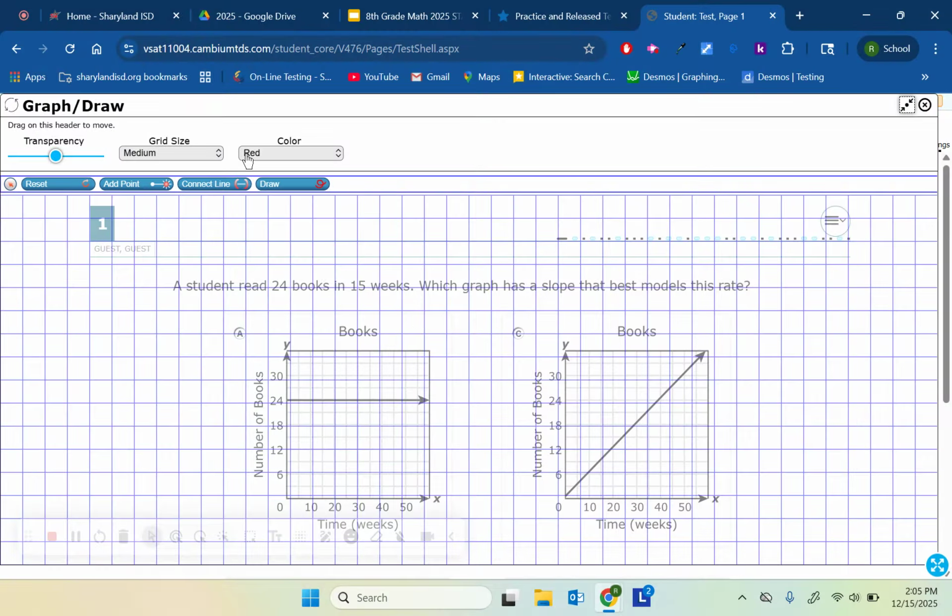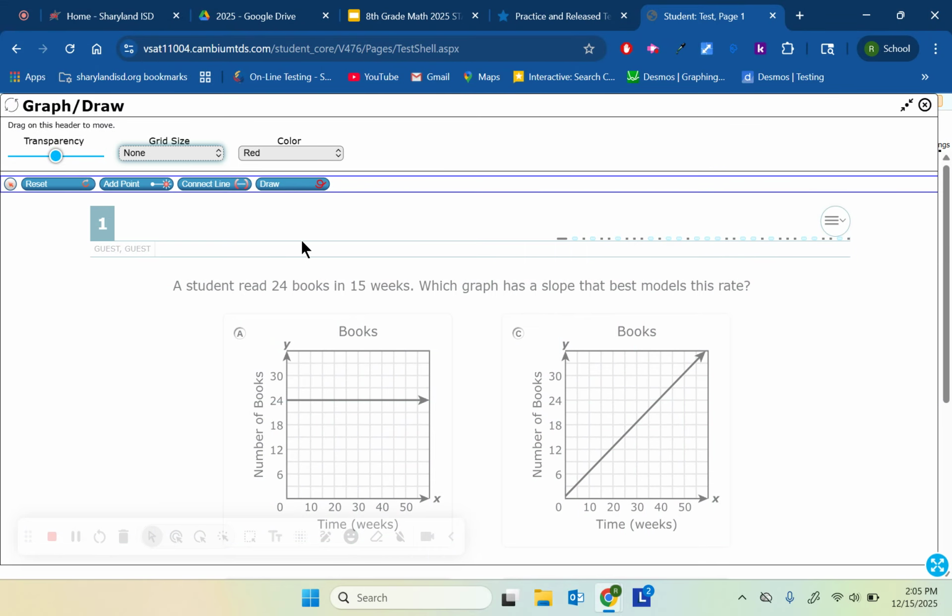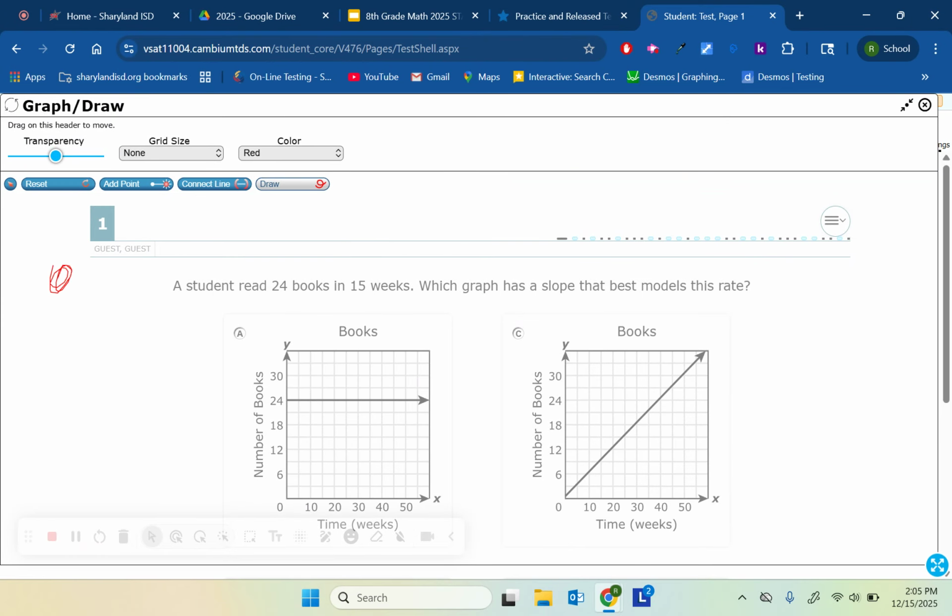So here we go. I make the thing go big. During the state test, you can use the entire screen as your scratch paper. See that? I can write in red. I can change the color. I can use blue and so on.